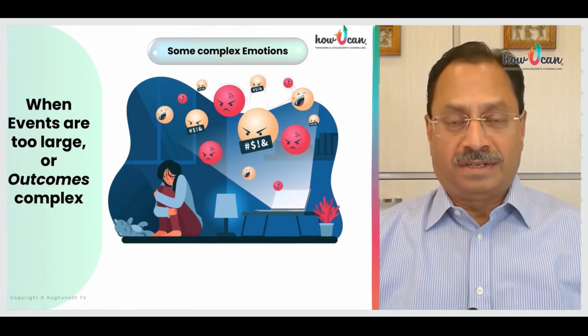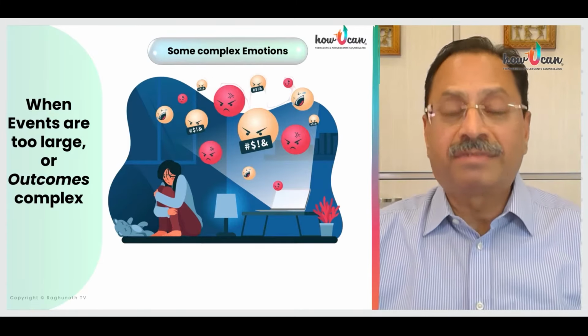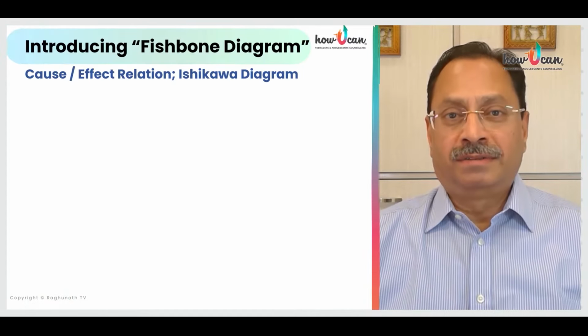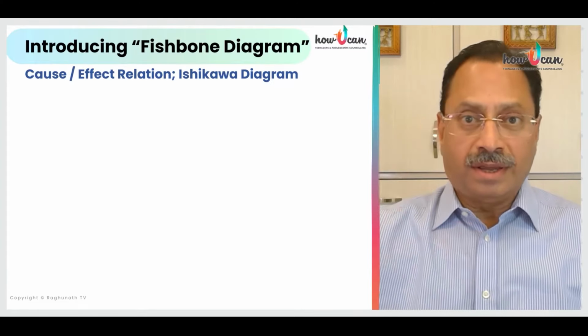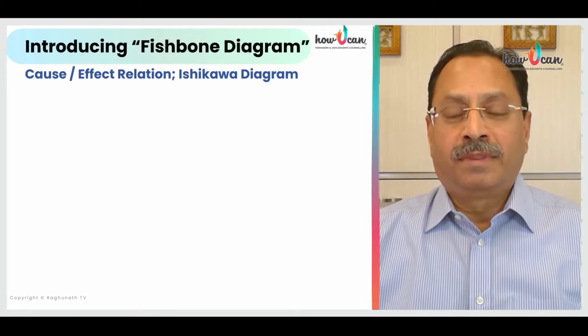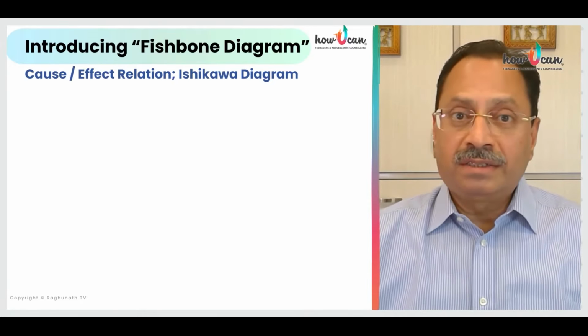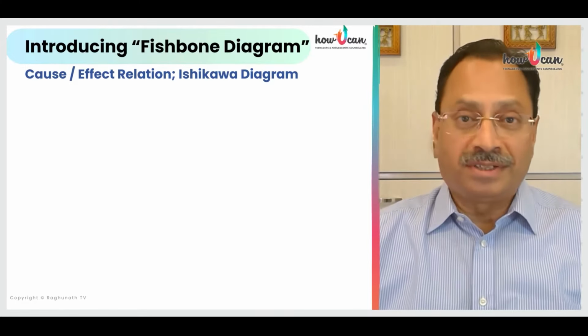In the context of many of these complex and large situations in real life, I'm introducing to you, friends, the Fishbone Diagram in its raw form as it was embraced and created for the manufacturing industry. What is called the cause and effect relation, or otherwise known as the Ishikawa Diagram, and we will learn who Ishikawa is.